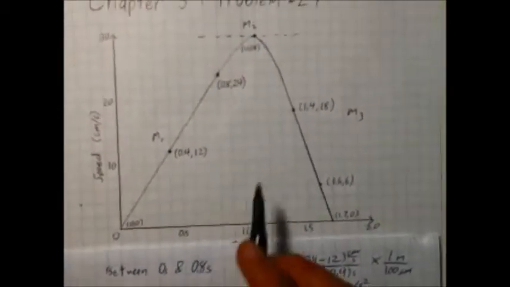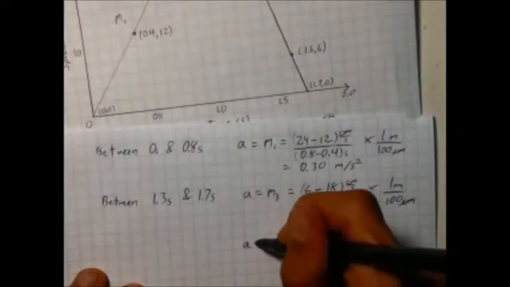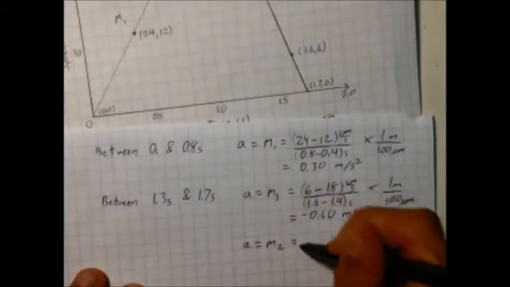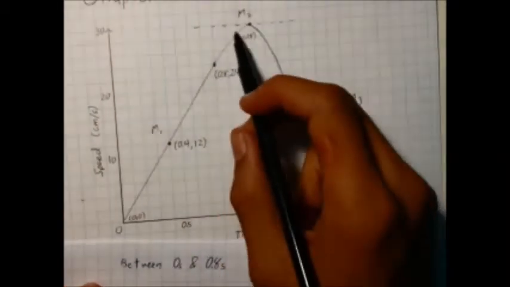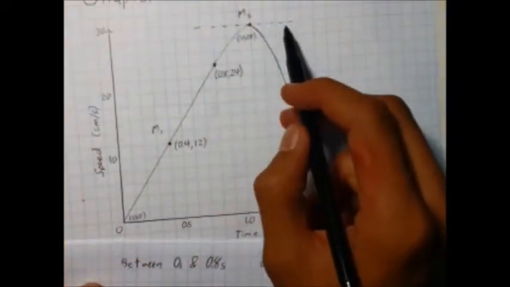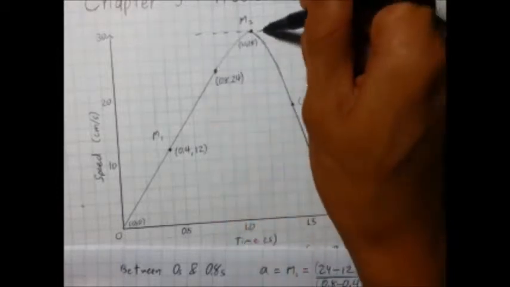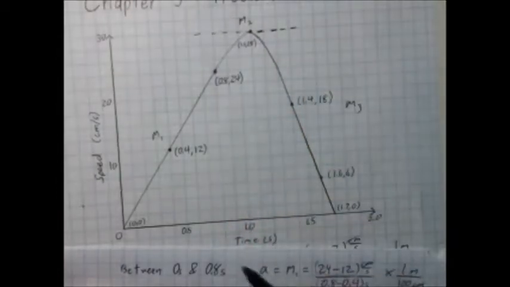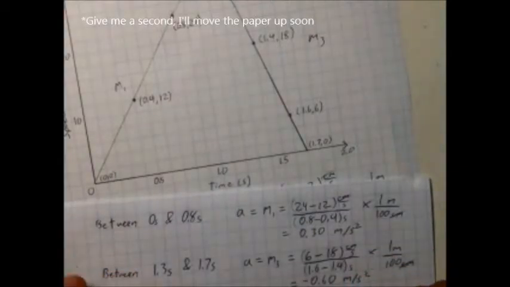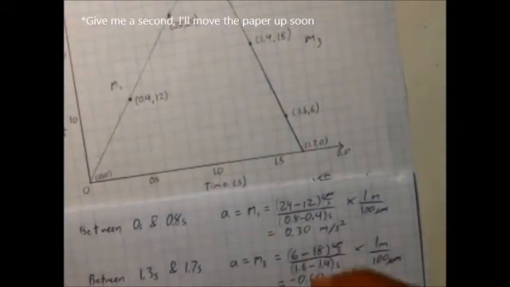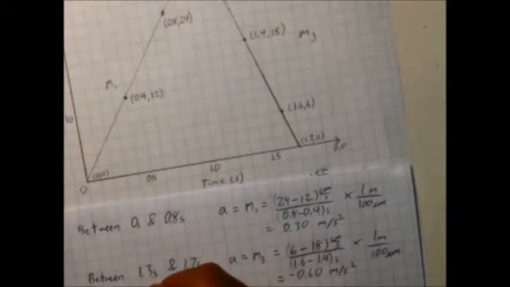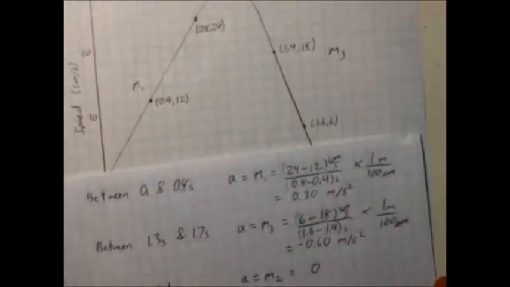And then we know at the very top of this graph, the slope at the top of a curve is 0, as I've drawn in by this dashed line. So that's the acceleration at the top, which is at 1.1 seconds. Okay, so now we found the acceleration for practically all points of the graph.